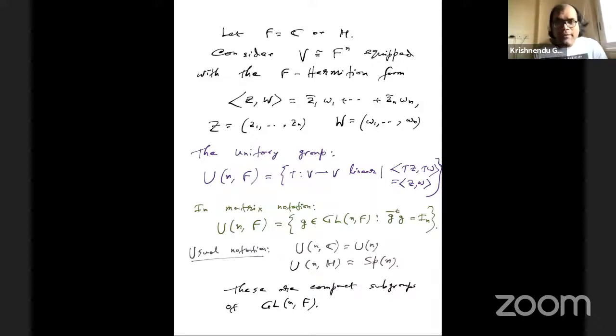So let's start by considering the underlying not field, but the skew field F, as complex numbers or the division ring of quaternions. Now consider the n-dimensional vector space over F and equip it with the positive definite F-Hermitian form. Now the unitary group is the group which preserves this Hermitian form. In matrix notation, these are n by n matrices over complex or quaternionic numbers, which satisfy G bar transpose G is identity. Usual notation, when over complex numbers, we denote it by U(n); when over quaternions, we denote it by Sp(n). And these are compact subgroups of the general linear group.